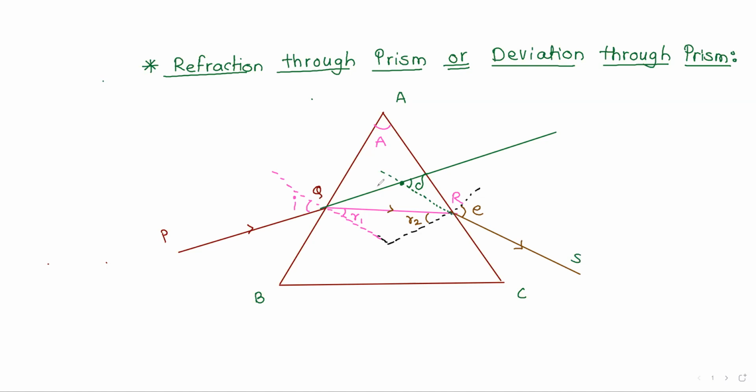So here we will complete the remaining diagram. The point of intersection of the two normals we will name N. Here this point of intersection we will call M. So we will get a quadrilateral AQNR. Okay, now the remaining angles we will also find out.